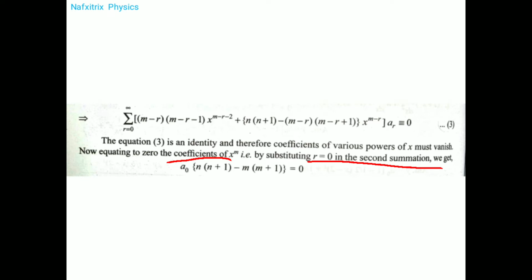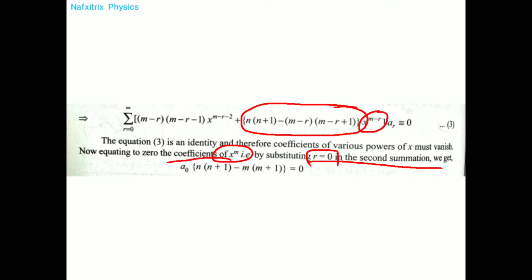As we know the condition that the coefficients of various powers of x are 0, first of all we are starting with the coefficient of x power m. Here we are considering only the coefficient of x power m, not anything else. So we are substituting r equals 0. Then x power m minus 0 is nothing but x power m. So its coefficient would be this, with r substituted to be 0.